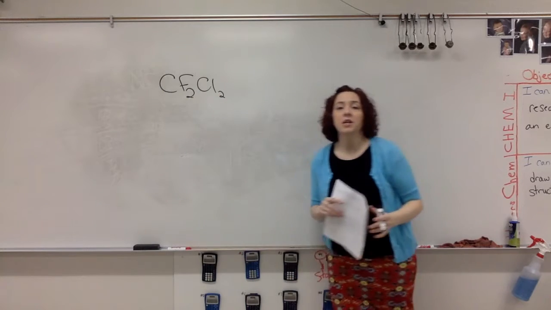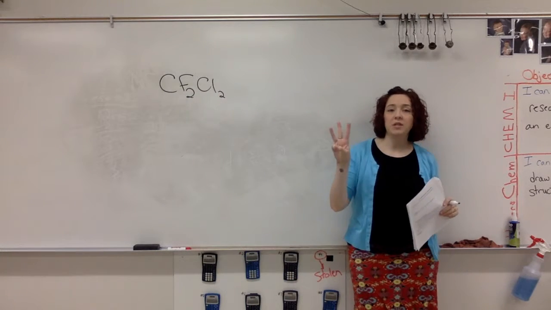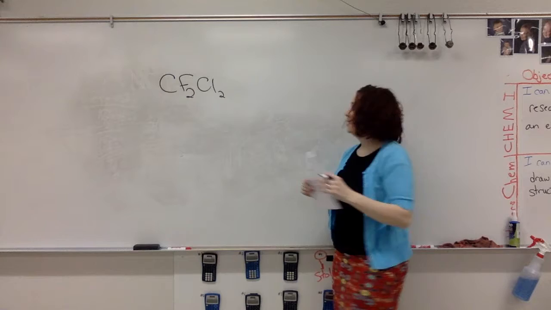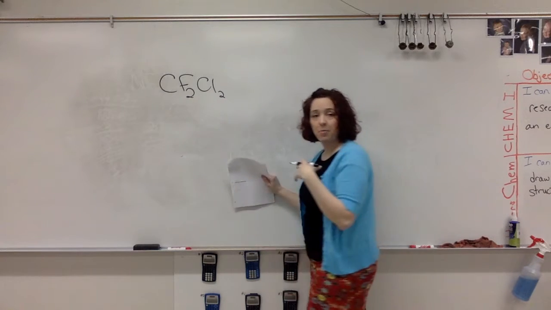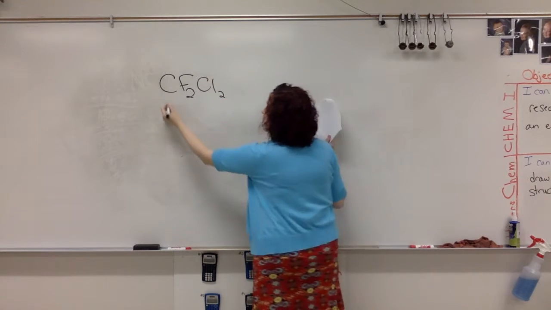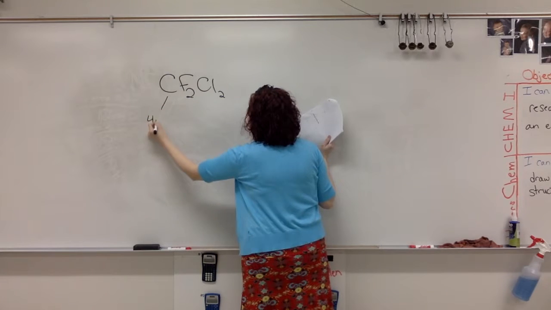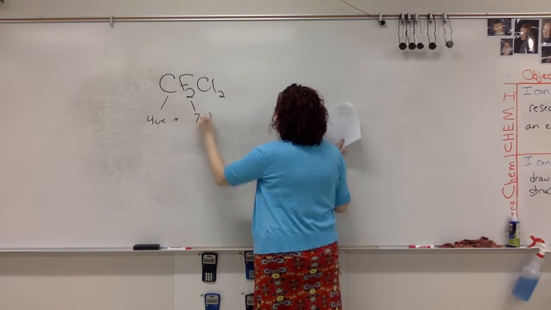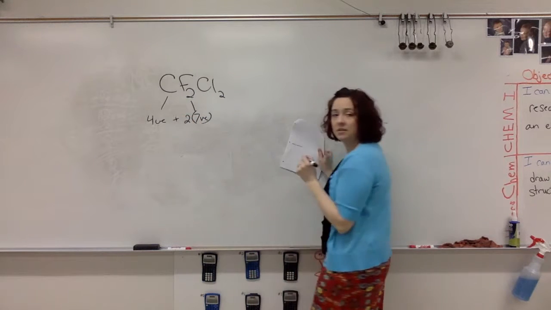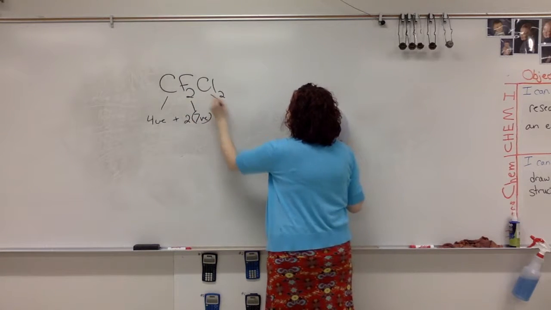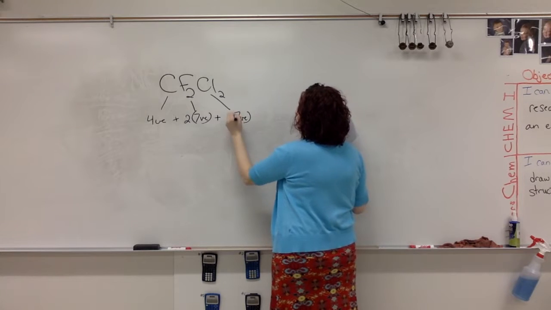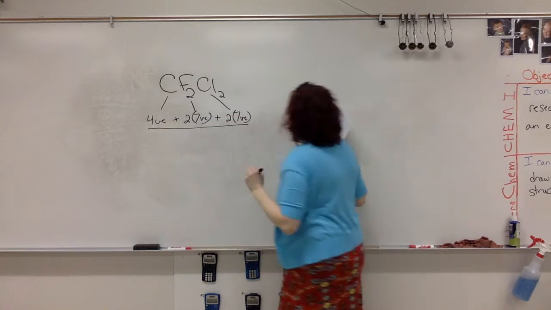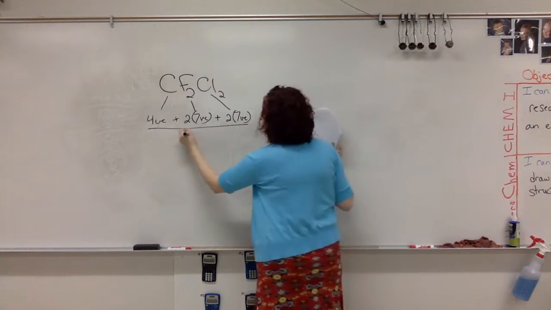CF2Cl2. All right, so this one's kind of crazy because it has 3 different elements, but it's no big deal. Okay, we just do step 1, we add up all the valence electrons, this is like normal. All right, so carbon has 4 valence electrons, plus fluorine, so 2 times 7, because we have 2 fluorines, plus chlorine, which again is going to be 2 times 7. So our grand total is 32.